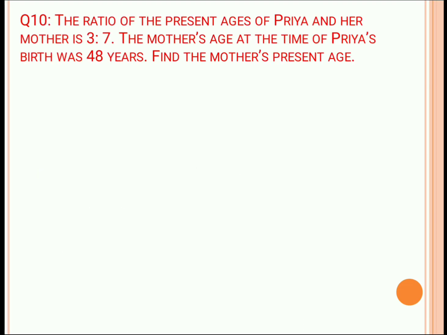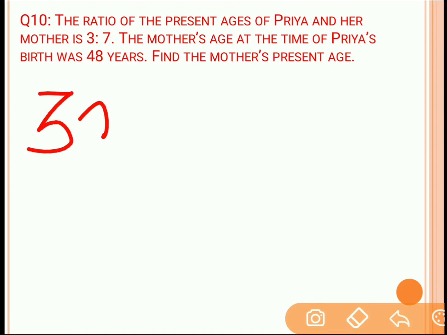Let's move to the next problem, question 10. The ratio of the present ages of Priya and her mother is 3:7. The mother's age at the time of Priya's birth was 48 years. Find the mother's present age. So in this case, the ages of Priya and her mother are in the ratio 3:7. So let's say Priya's age will be in multiple of 3, which is 3x, and the mother's age is in multiple of 7, which is 7x.